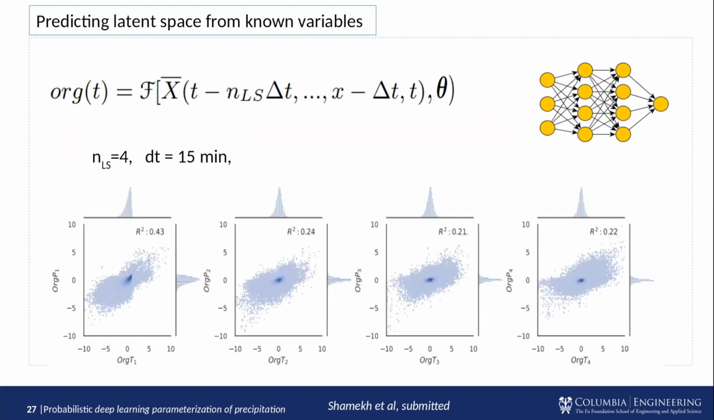So here I'm including larger scales from current time and 4 previous time steps, like 1 hour of memory. It does improve the prediction, but not that much. For the first org, I have now R square of 0.4. For the rest of them, R square of 0.2.